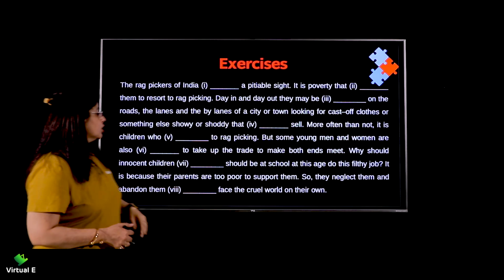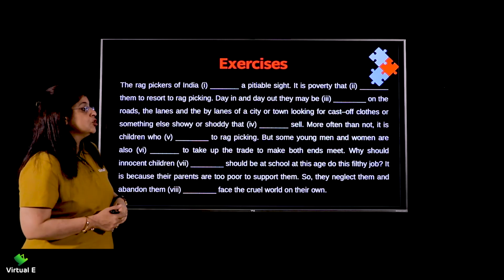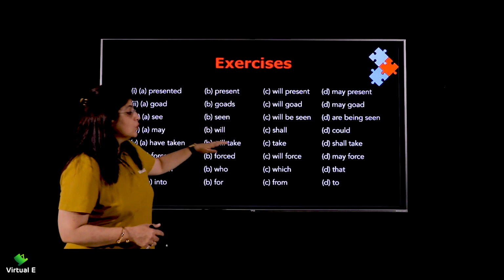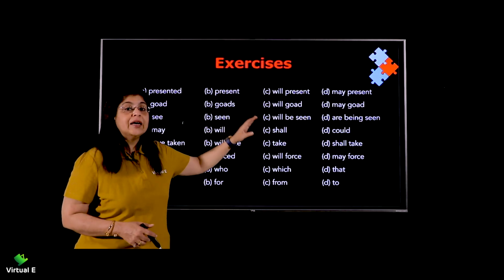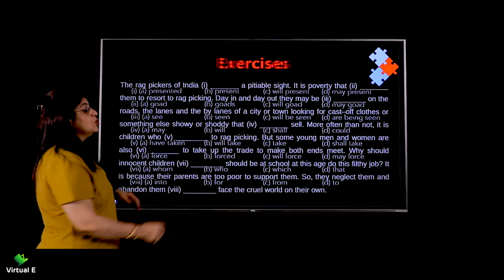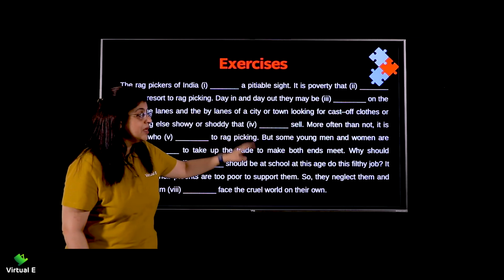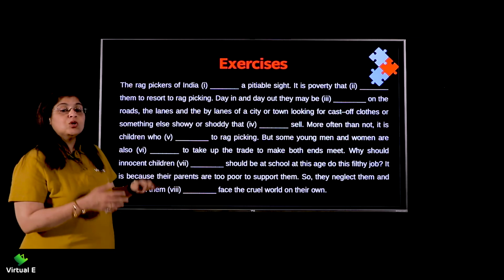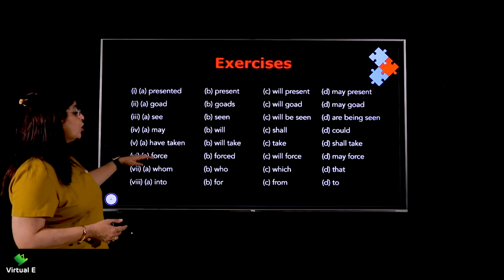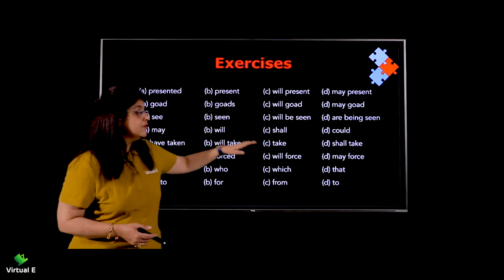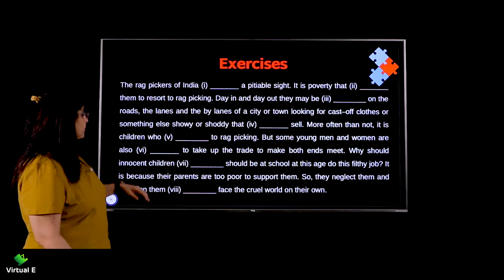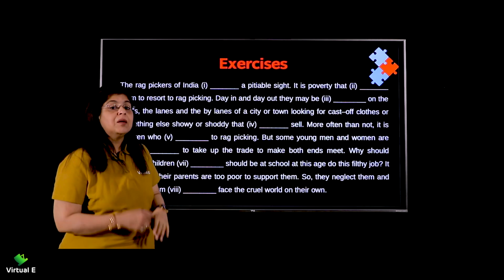More often than not, it is children who dash to rag picking. It is children that have taken, that will take, that take or that shall take? So yes, it is the children that have taken to rag picking. But some young men and women are also dash to take up the trade. Some young men and women are also forced, will force or may force? So yes, they are forced. The B option. They are forced to take up the trade to make both ends meet.